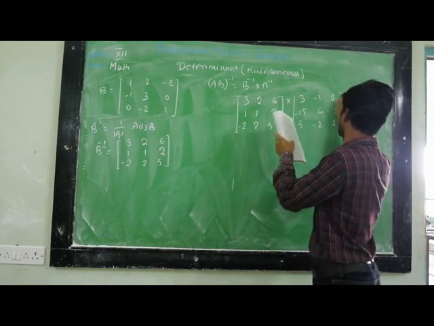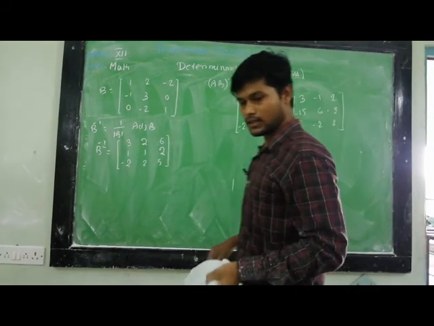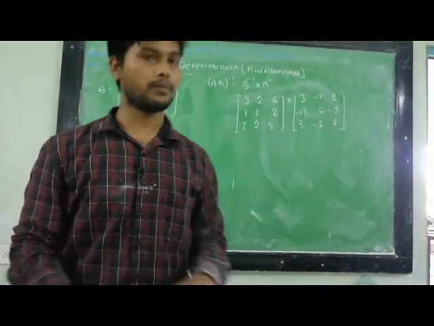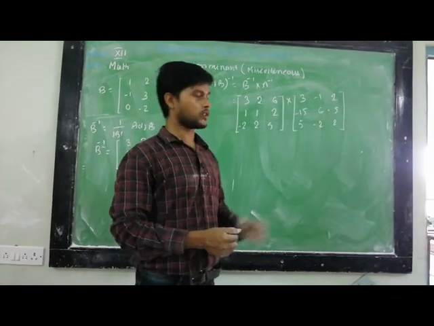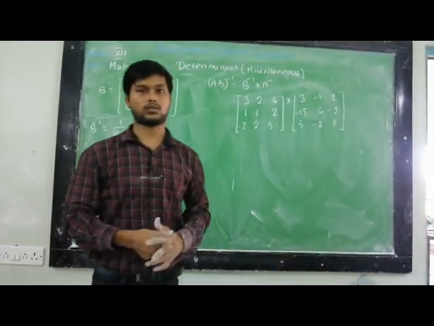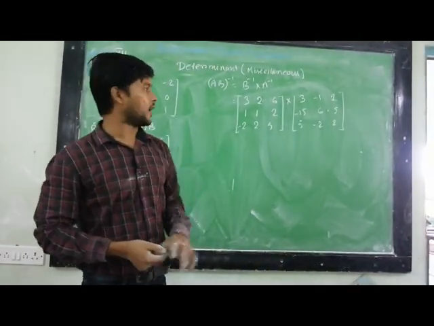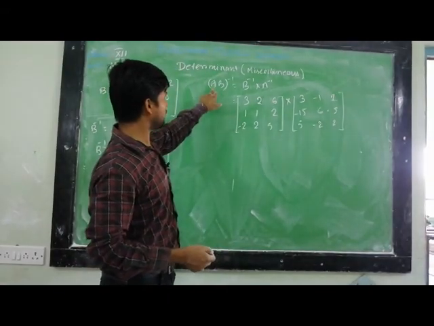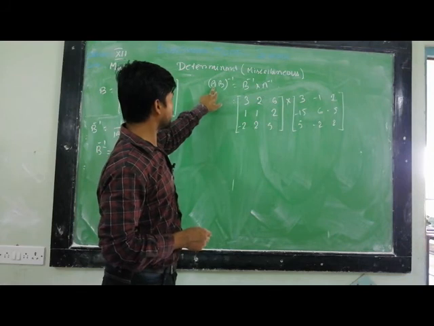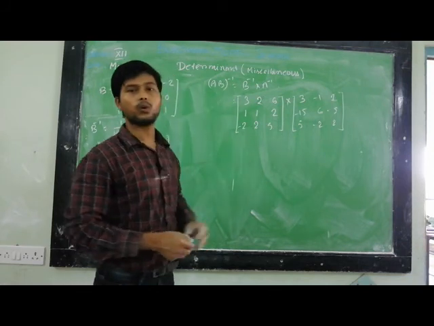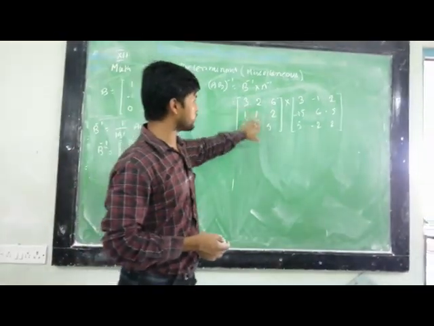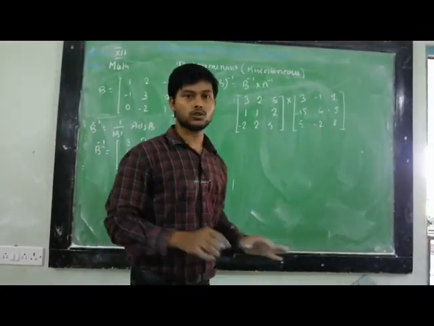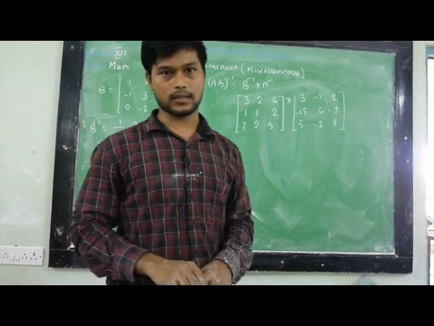Now if I multiply this matrix, both are 3 cross 3 matrices, so we know how to multiply two matrices. The result will also be a 3 cross 3 matrix, and the resulting matrix will be given by (AB) whole inverse. So I am not doing the multiplication. I hope you know how to multiply two matrices. So multiply it and find the result.